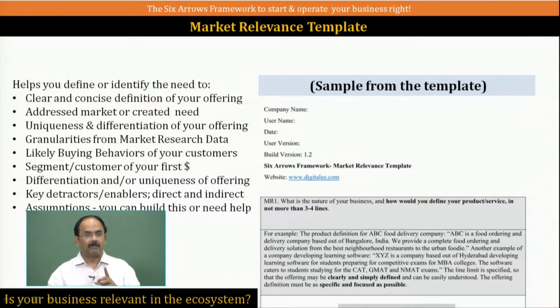Again, the power of the template is it converts all your unsaid and said thoughts and opinions and makes them a reality by using the market as a touchstone. What happens when you finish a market relevance template is, now you know very well what is your offering, who will buy your offering, how do you promote your offering, and what the market tells you specifically, rather granularly, about your product. So this is one template.